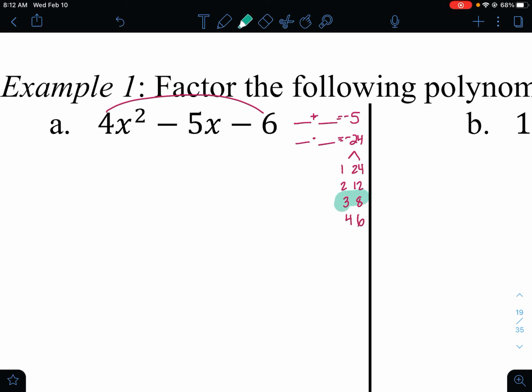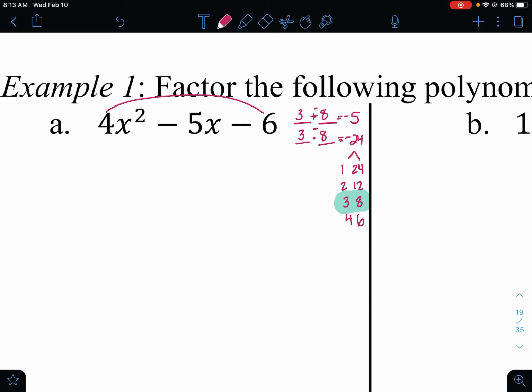And if I look, hey, 3 and 8 could give me a 5. So I'm going to put my 3 and 8. Now, the 8 needs to be negative since my 5 is negative. So this one, we'll do this one by California method.